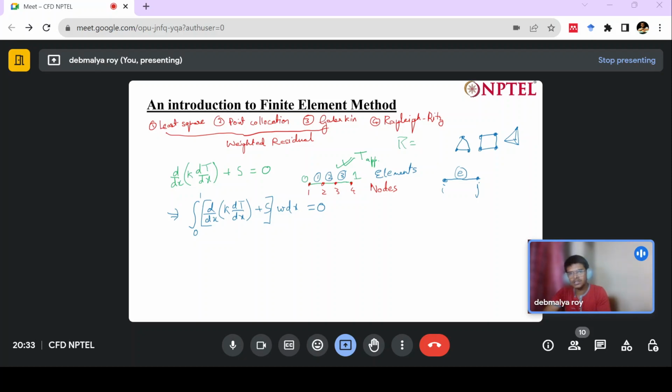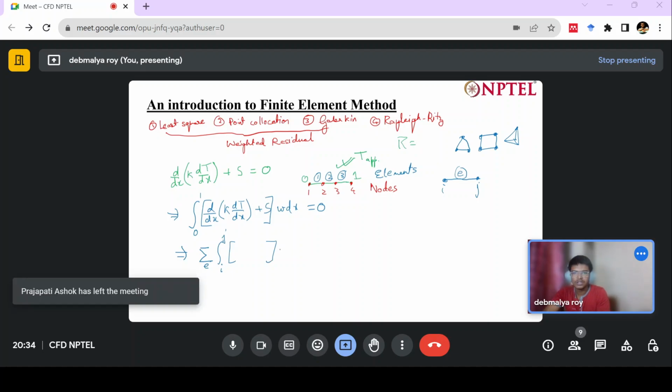In this case, we do not need to solve for the whole domain simultaneously. We can simply divide this into the elements. This integration is essentially a summation, so we can do a summation over all elements, and for each element we will integrate from I to j, and this term will be there, and this term will be there. So this is what we will do.